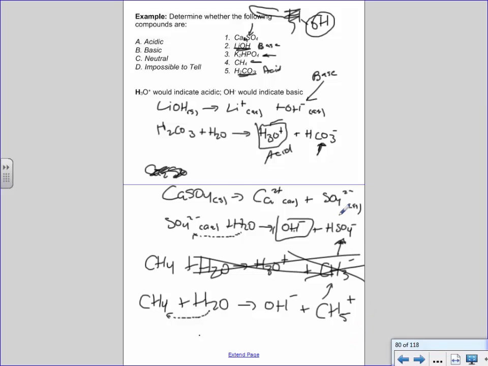Really, the key to this is that you have to look at the other byproducts and say, are these valid? And since CH5 is not a thing, I can't make this react with water and produce something that's considered stable, so therefore it's neutral.